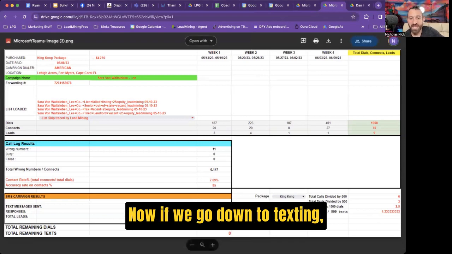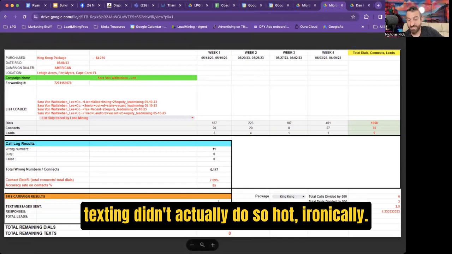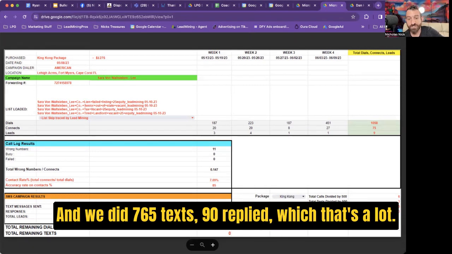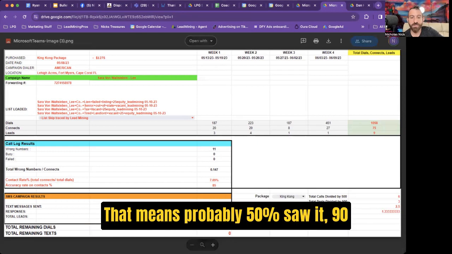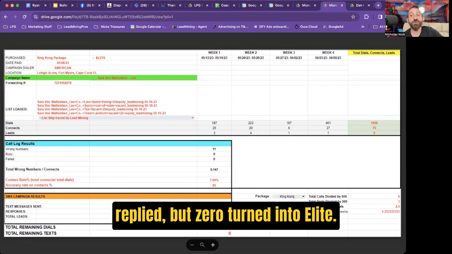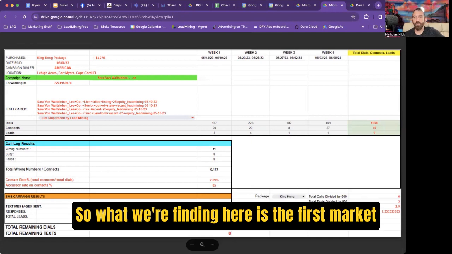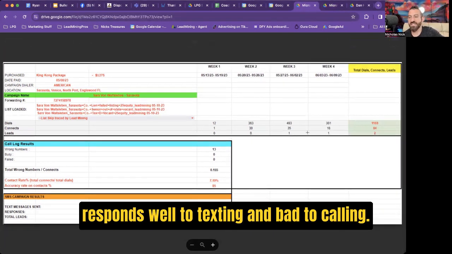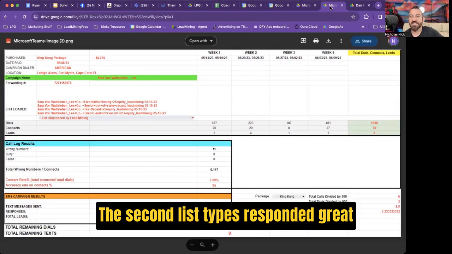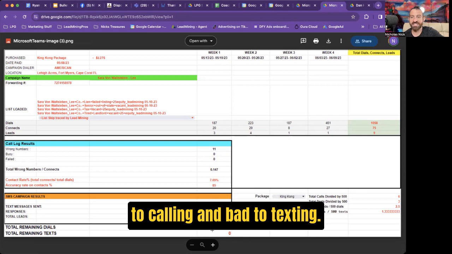Now, if we go down to texting, texting didn't actually do so hot, ironically. We did 765 texts, 90 replied, which is a lot. That's more than 10%. It's a good number. That means probably 50% saw it. 90 replied, but 0 turned into a lead. So what we're finding here is the first market responds well to texting and bad to calling. The second list types responded great to calling and bad to texting.